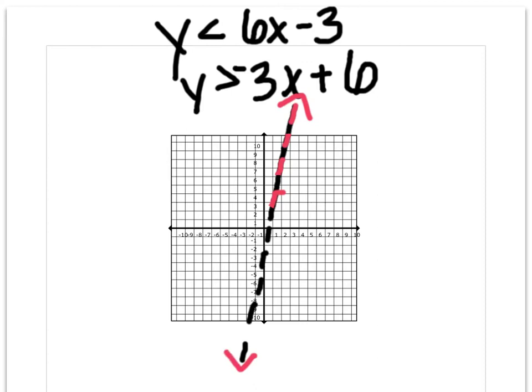Now we also have y is greater than negative 3x plus 6. So we start at 6. And since our slope is negative 3, we're going to go down 3, 1, 2, 3, and over 1, down 3, over 1, down 3, and over 1. You could also go up 1, 2, 3, and left 1. Again, we have a dotted line.